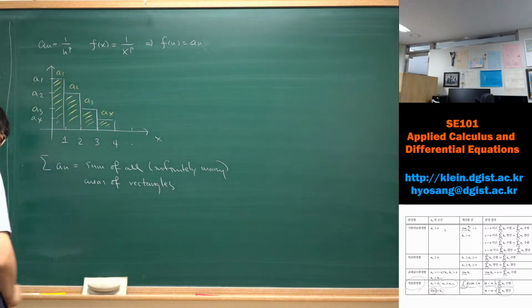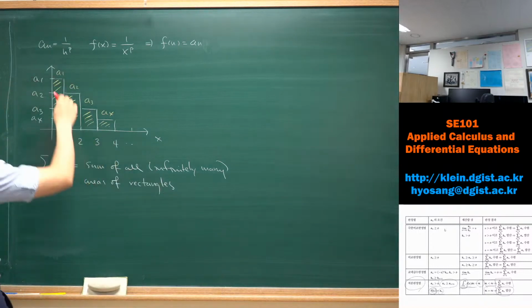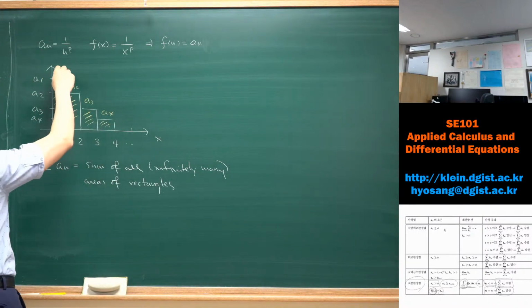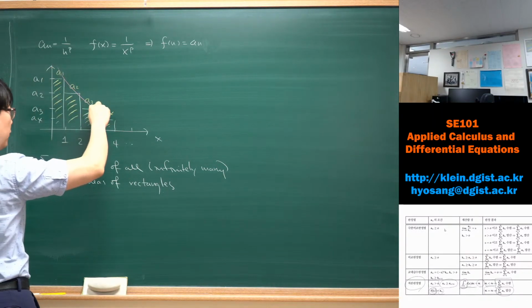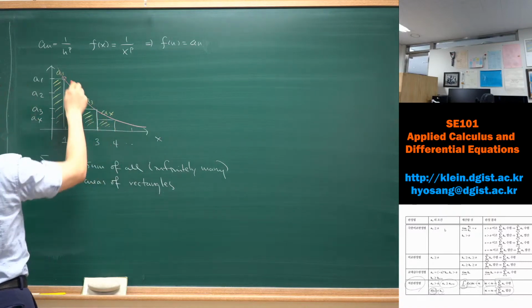Okay? And then let's look at the improper integral. The improper integral is the area under a function which connects these dots here.